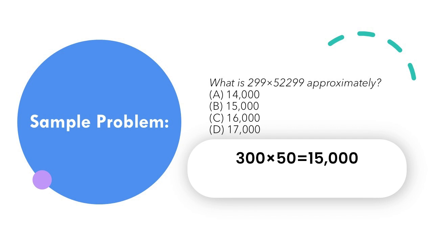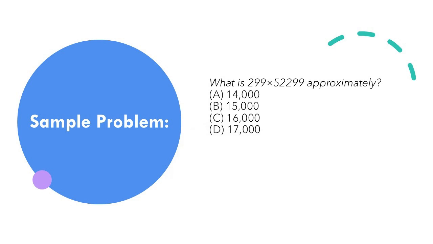That's pretty close to 16,000. And since 299 is slightly smaller than 300 while 52 is slightly bigger than 50, we expect the actual answer to be a little higher than 15,000.